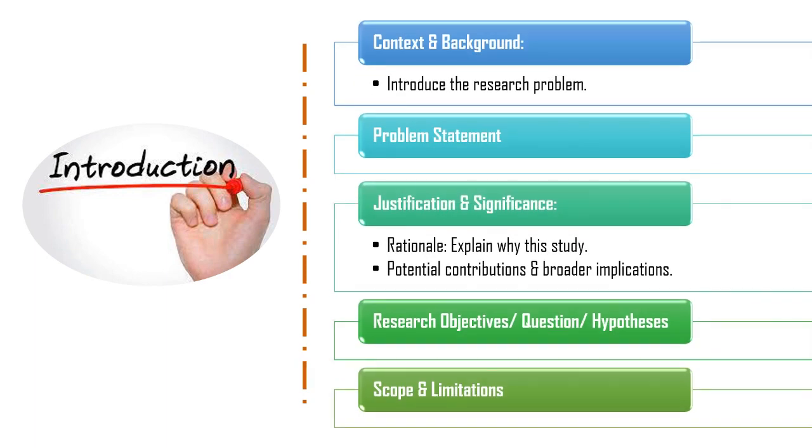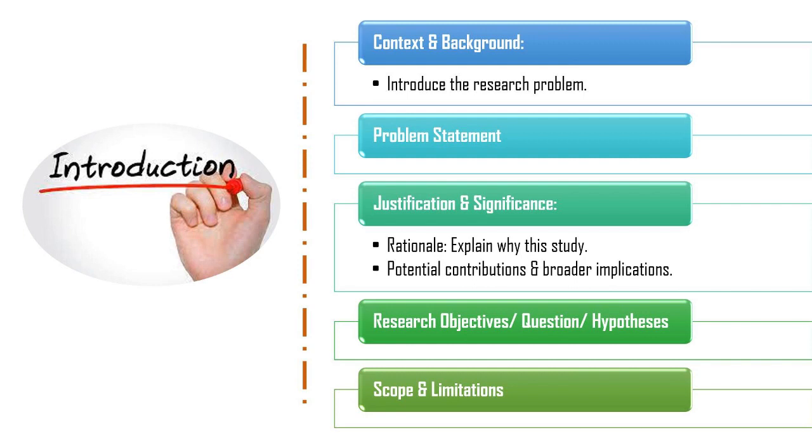The next section is the introduction. Here is what to include. 1. Context and background. Introduce the research problem. 2. Problem statement. In a concise statement, articulate the research problem. 3. Justification and significance of the study. Here, address the rationale by explaining why you chose this project or topic. In addition, discuss the potential contributions of your research to the field and its broader implications.